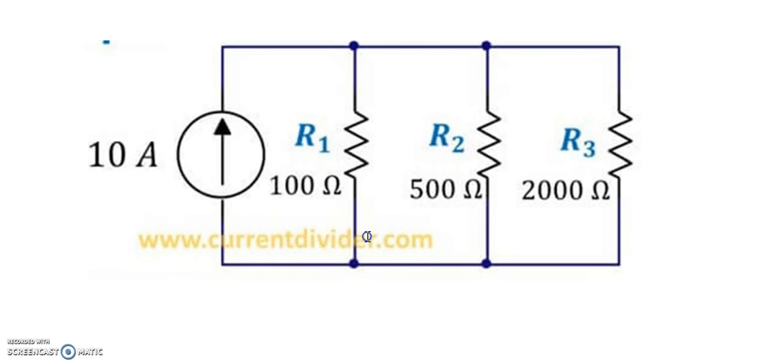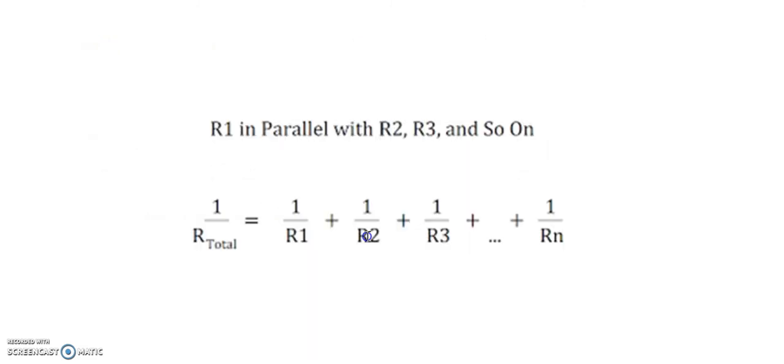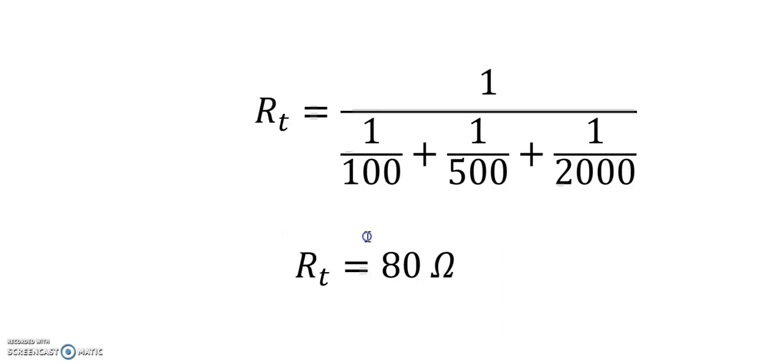Now let's do an example of the current divider rule. Here we have a total current of 10 amps that must flow through 3 parallel branches, each with different resistance values. Our first step is to calculate the total resistance of the parallel network using the following formula.